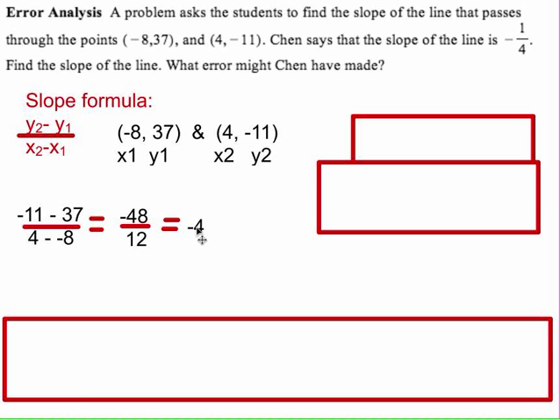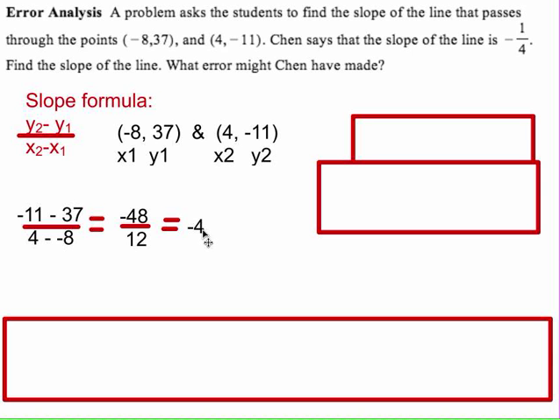Now this is the hard part. You have to analyze and look at what Chen said the answer was compared to the real answer. He said it was negative 1/4. We found out it was a negative 4. What is the relationship between negative 1/4 and negative 4? Negative 1/4 is a reciprocal of negative 4.